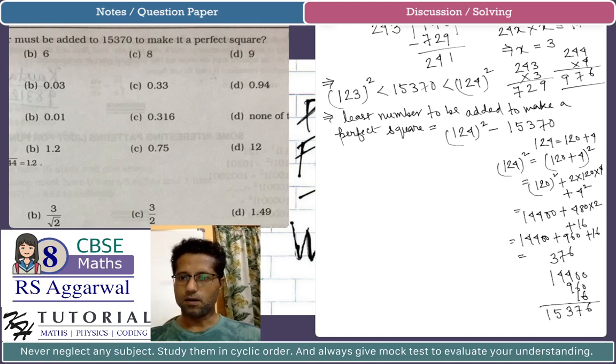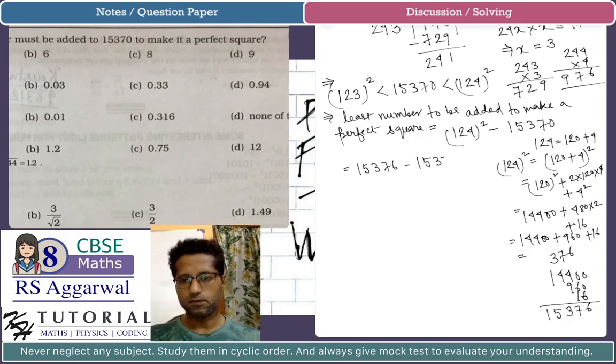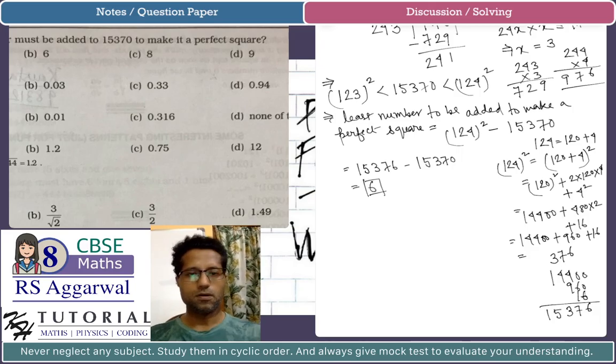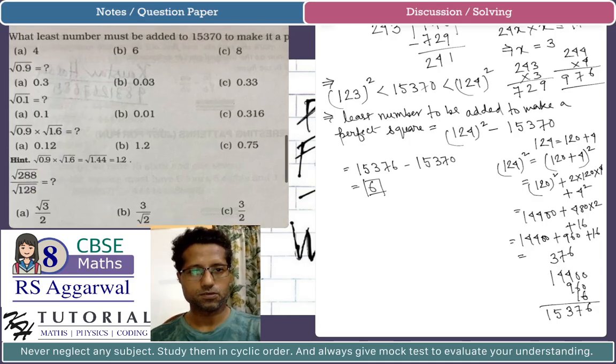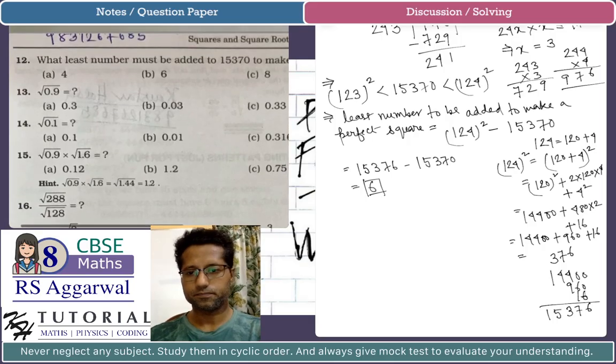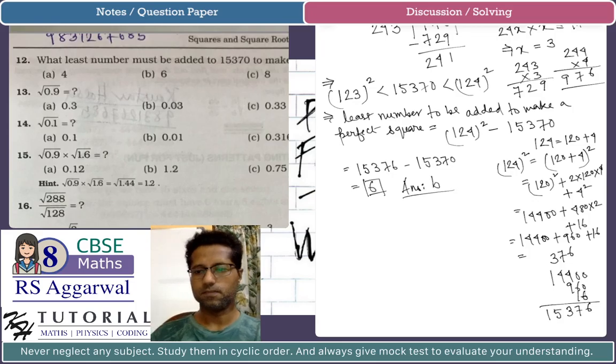So 124 whole square is 15376, and minus 15370. So this is clearly 6. So the least number that must be added is 6. So the choice is B. Choice is B. Okay.